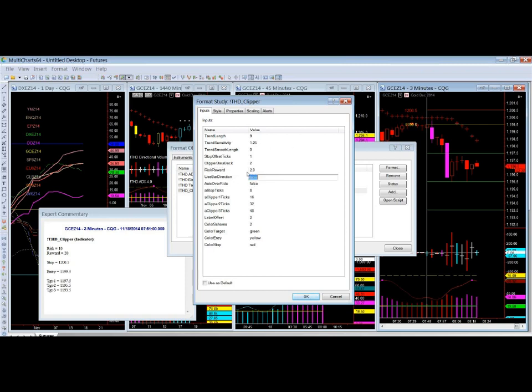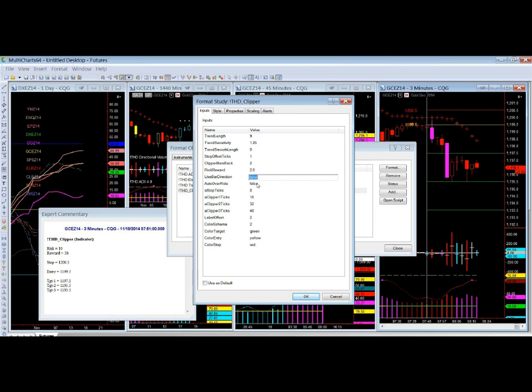You can set it to use the bar direction. In other words, if the bar closes down, then it will go short. If the bar closes up, it will go long. Since I typically enter on up, I go short on an up candle, I go long on a down candle. So I normally have that set to false.